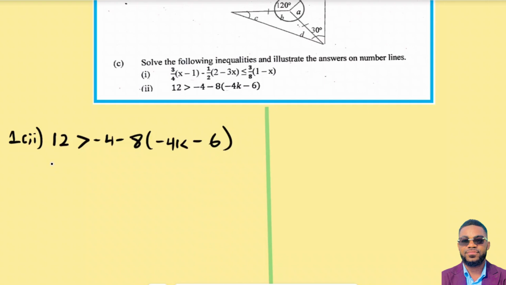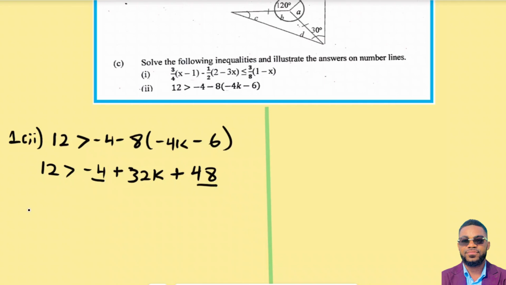So I have to maintain these ones, which is 12 greater than -4. Now we have -8 times 4k. That's going to be positive 32k. I mean, that was -4k. Now -8 times -6, that's going to be plus 48. You have to be careful whenever you are multiplying integers, especially when they have negative signs in front of them. So a negative times negative is going to be positive. Take note of that.